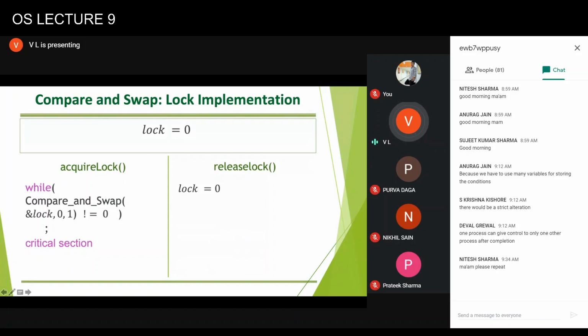But because when this instruction is executed, lock has been set to 1, the next process which tries to execute this instruction will be receiving true, that is 1. And because 1 is not equal to 0, it will continue to loop. So other processes will not be getting the lock. Only when the first process which has acquired the lock sets it back to 0, the other process can continue. So this is how compare and swap will work.